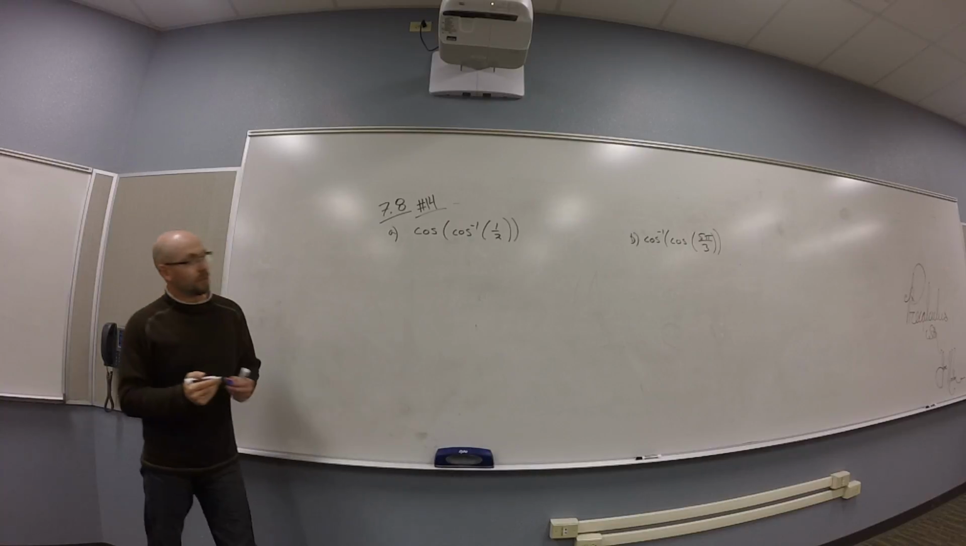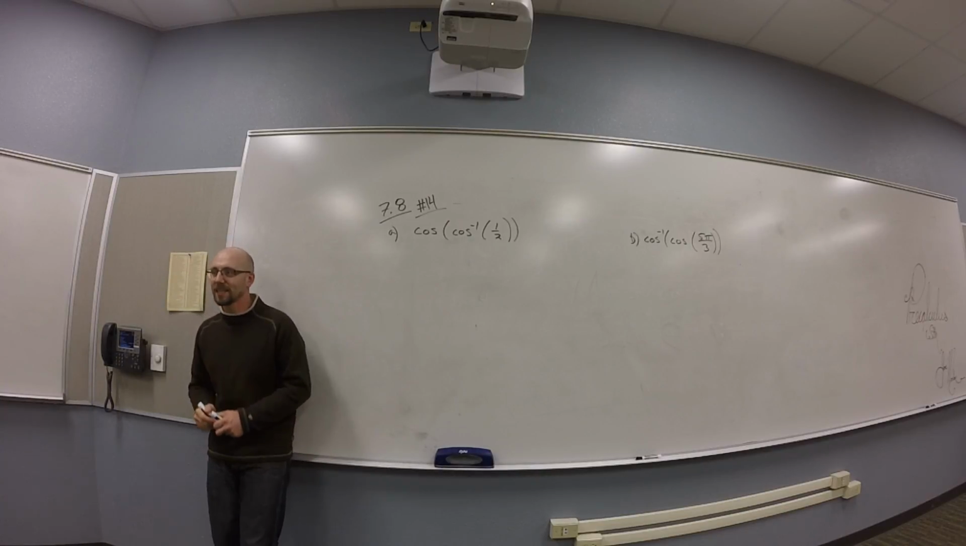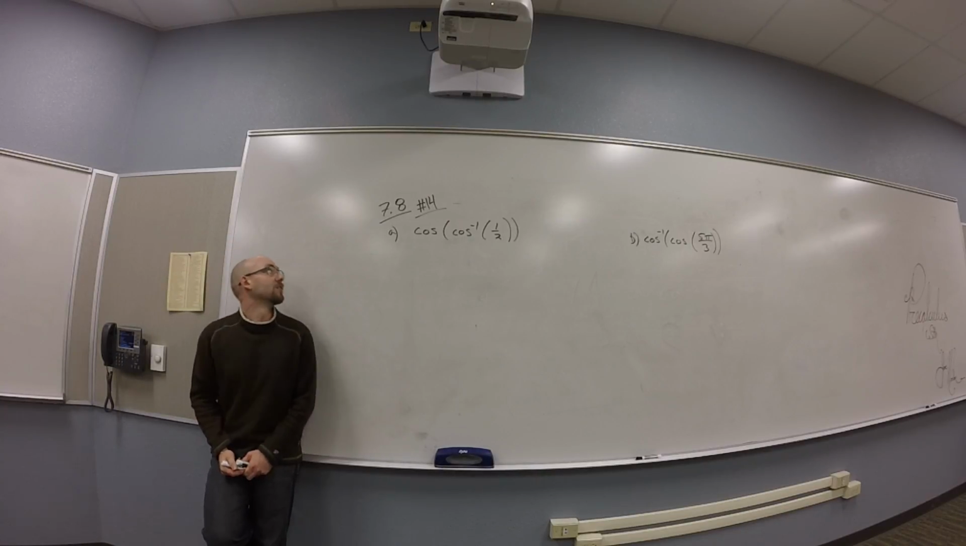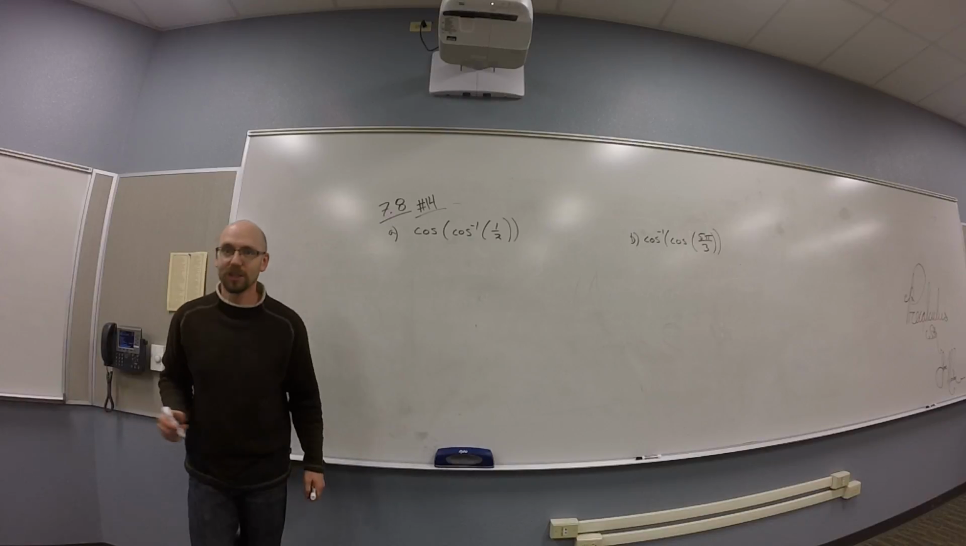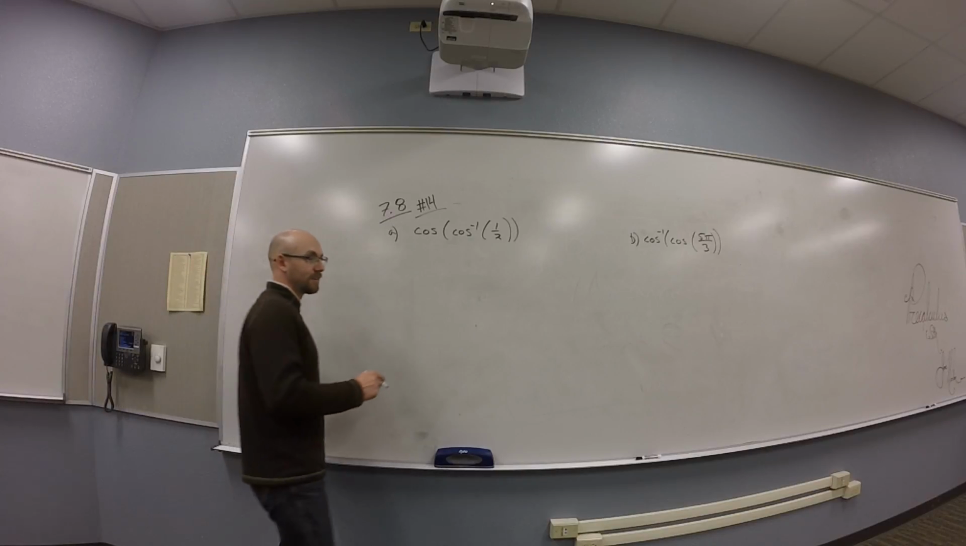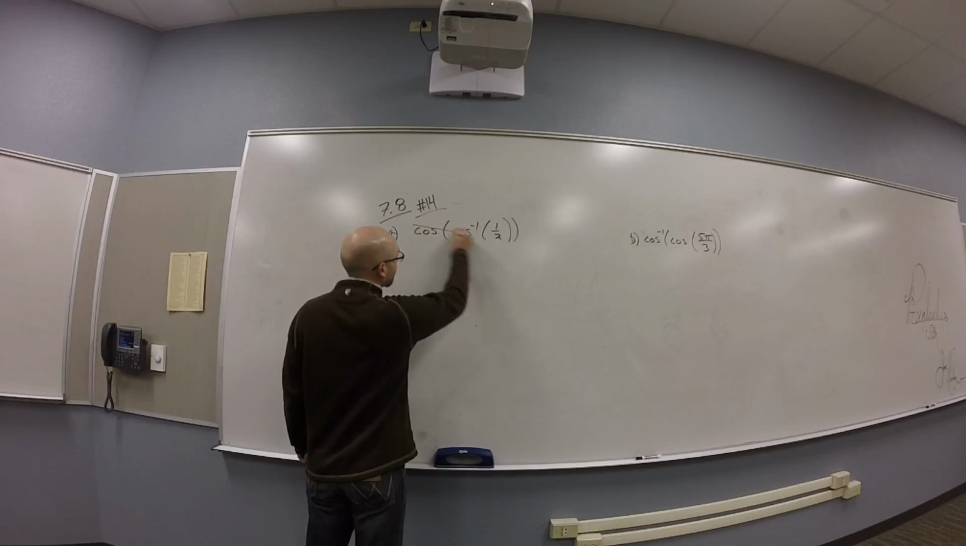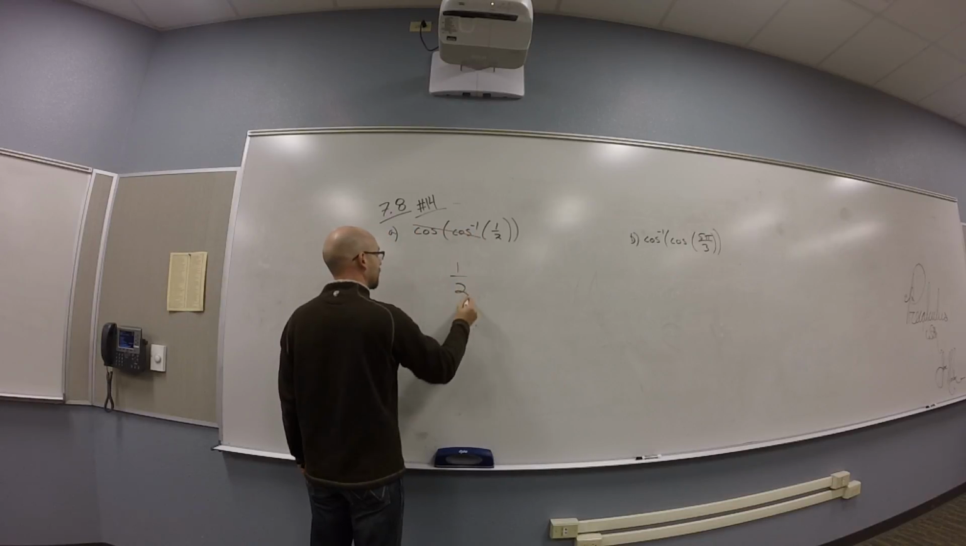It says we need to evaluate exactly, without a calculator, cosine inverse of 1/2. That one is 1/2, because the cosine and the cosine inverse undo each other, right? Okay, that seems legit.